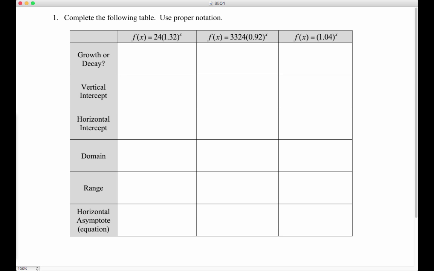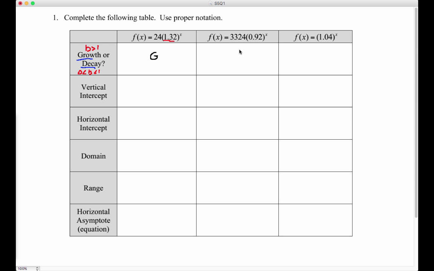Now, the first question is whether it is growth or decay. We recognize this by looking at the base of the exponential function. In the case of our first function, the base is larger than 1, and we know that growth is where b is greater than 1, and decay is when b is between 0 and 1. So in this first case, b is greater than 1, so this is a growth function.